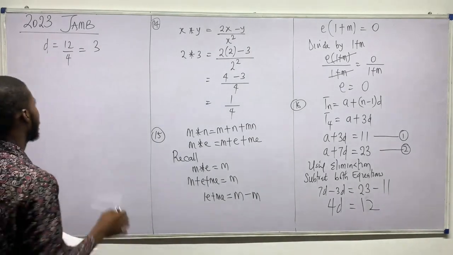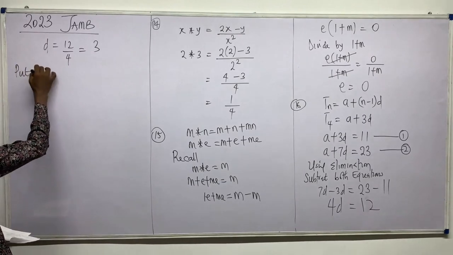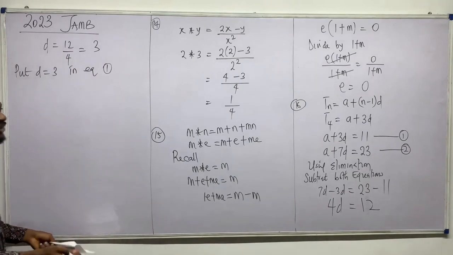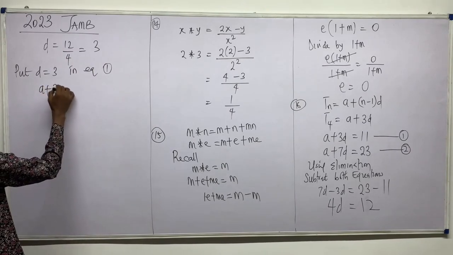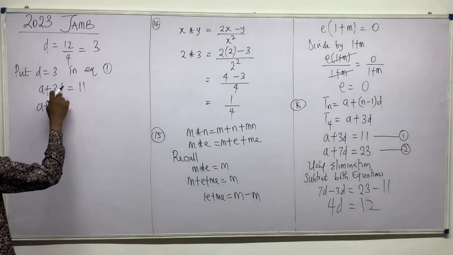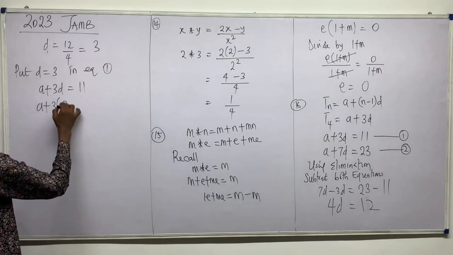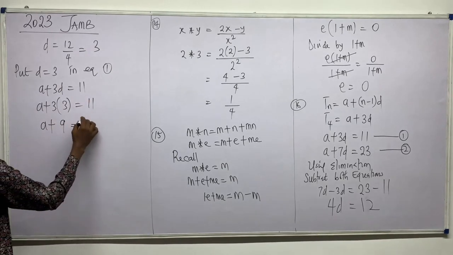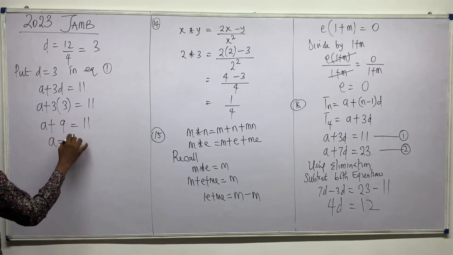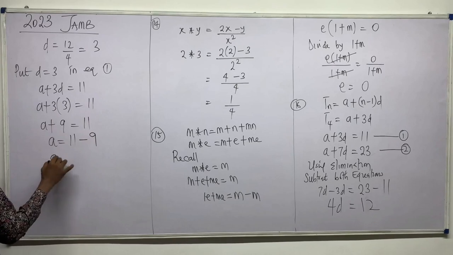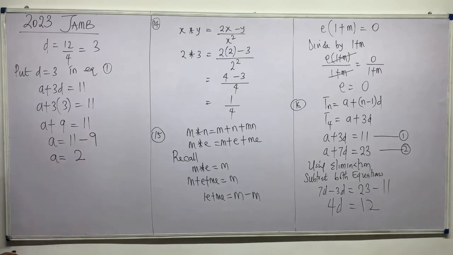Now how do we get the first term? I'll put d equal to 3 in equation 1, or any of the equations I choose to. So a plus 3d is equal to 11. This is a plus 3 bracket, what is our d? d is equal to 3. Equal to 11. So a plus 3 times 3 is 9, equal to 11. a is equal to 11, can this plus 9 come over? It becomes minus 9. So a equals what? 2, because 11 minus 9 is 2.